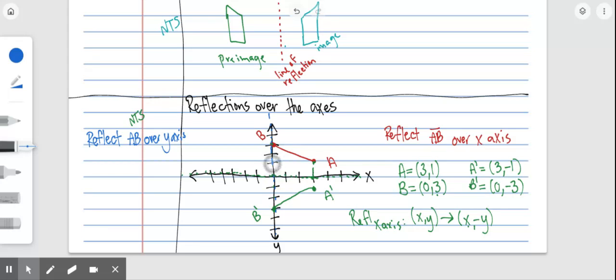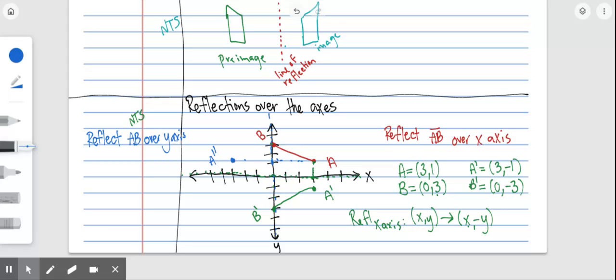And if I'm looking at the distance from A to the y-axis, it is 1, 2, 3. So I need to move it 3 to the left of the y-axis. So I move it 1, 2, 3. So this is my new A double prime. And I called it A double prime so that it doesn't get confused with A prime, which was the reflection over the x-axis.